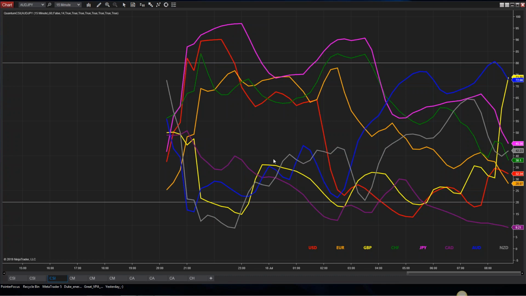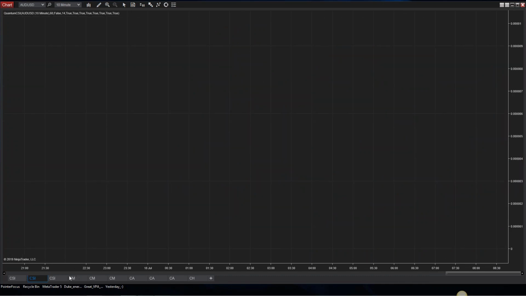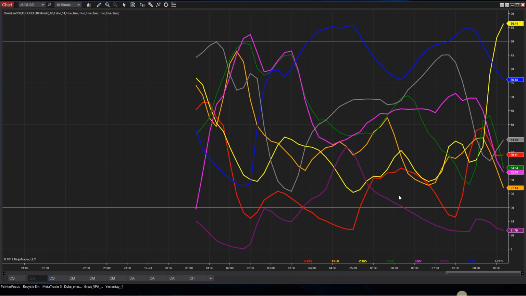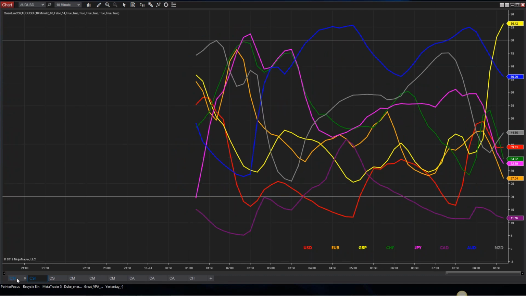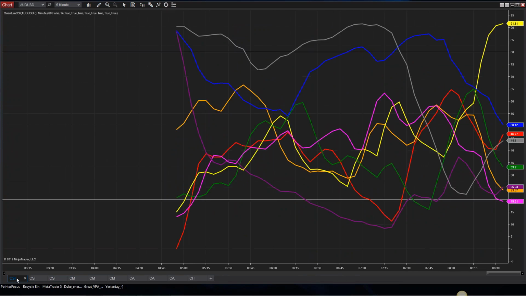Very strong buying of the pound on 15. It'll be reflected on 5 as well. Sorry, just wait for that to load. There we go, I beg your pardon, that's on the 10-minute. And then down onto the 5-minute. There we go. Very strong move in the British pound. Decent selling of euro. The selling of the Aussie is starting to filter its way through.